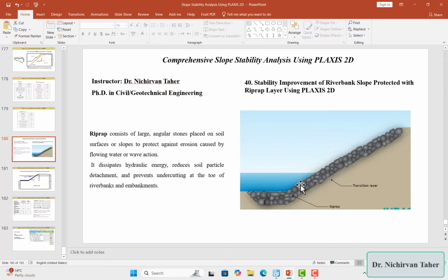embankments. So in this lecture, we want to simulate this type of geotechnical application in PLAXIS 2D, and we will see how placing one layer of this material, riprap, will affect the safety factor and the stability of this riverbank slope.